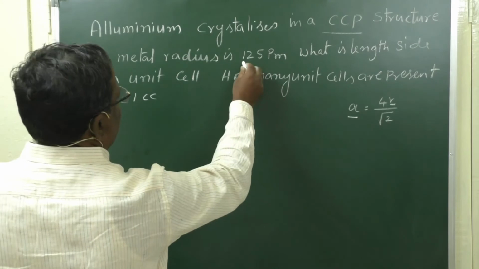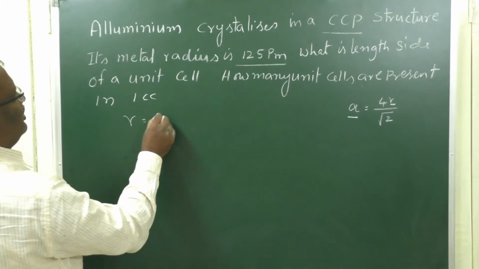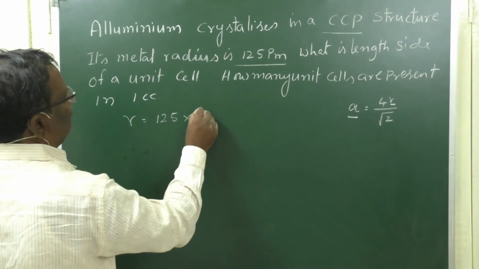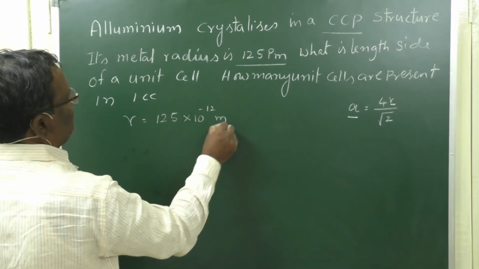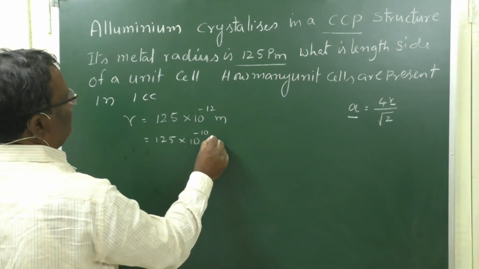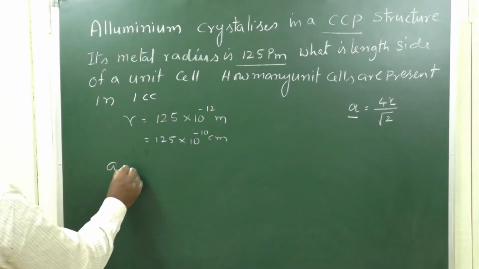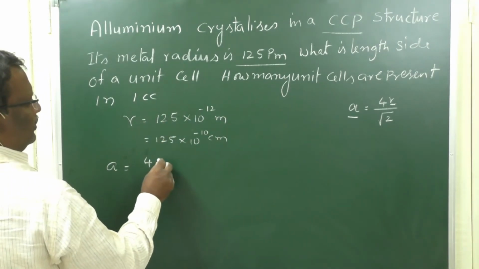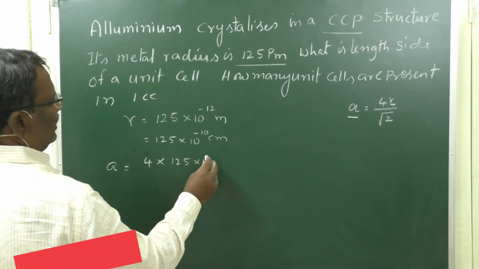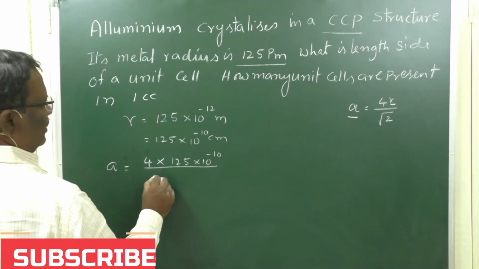With this relation, here they gave us the radius of the metal, R. R is equal to 125 picometer, which means 125 into 10 to the power minus 12 meters, or 125 into 10 to the power minus 10 centimeters. So, side edge A is equal to 4 into R, which is 4 into 125 into 10 to the power minus 10, by root 2.